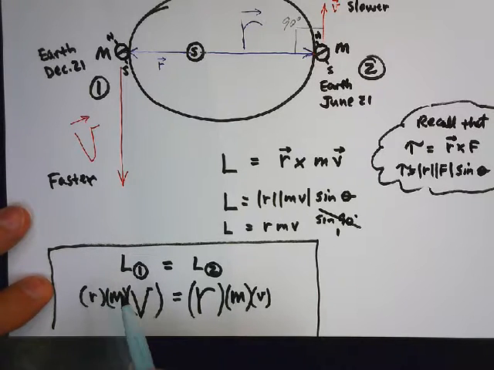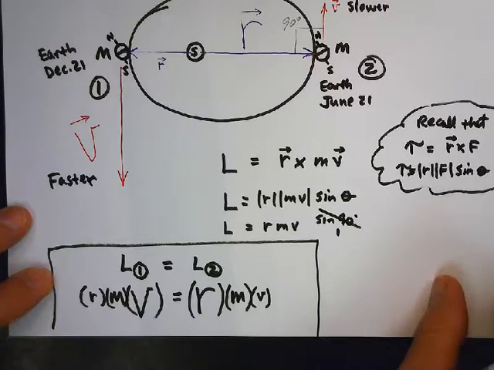So again, if the position vector increases, the velocity, the tangential velocity, decreases. A direct result of the law of conservation of angular momentum.